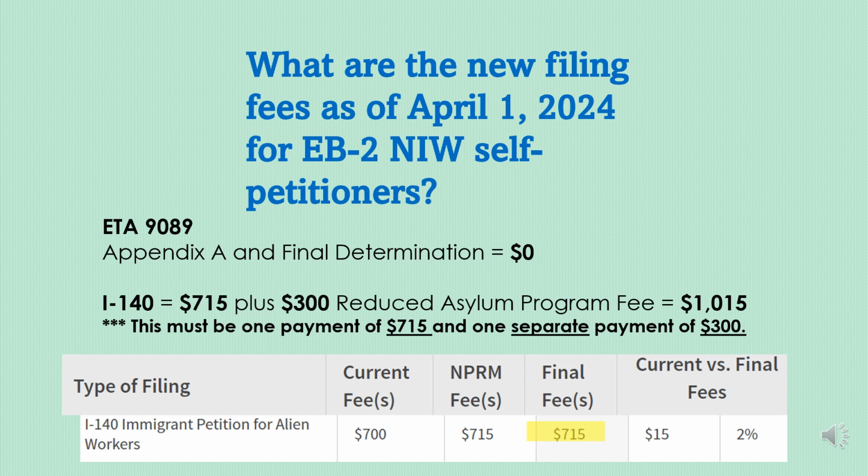And then now there's a reduced asylum program fee that you would pay as a self-petitioner. The asylum program fee is actually $600. As a self-petitioner, you can pay the reduced amount, which is $300. And those need to be two separate payments, one $715 and one $300. If you combine it, your case would get rejected.